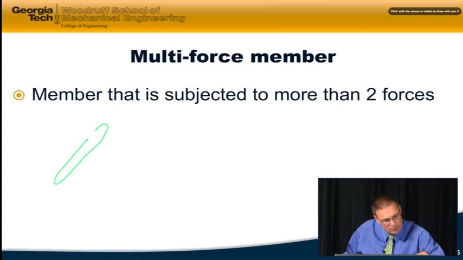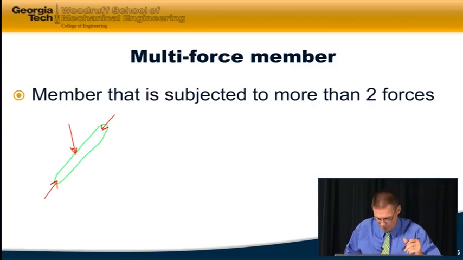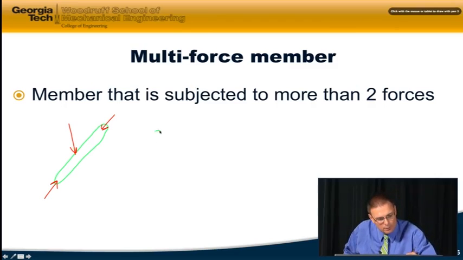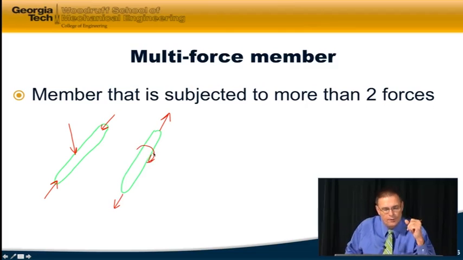So here's a couple of examples. Perhaps I have a two-force member, two forces on the ends, but maybe I have another force acting in the middle. Or perhaps instead of forces, I may actually have a moment or a couple acting on the member as well. So those would be multi-force members.